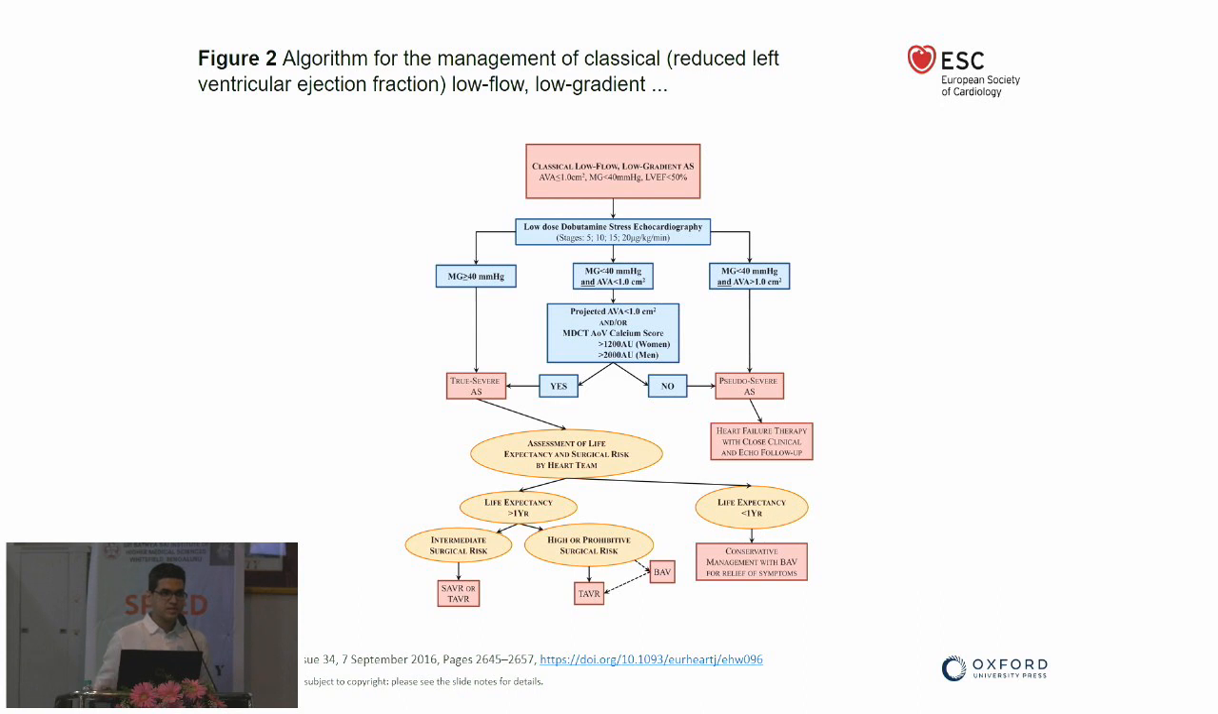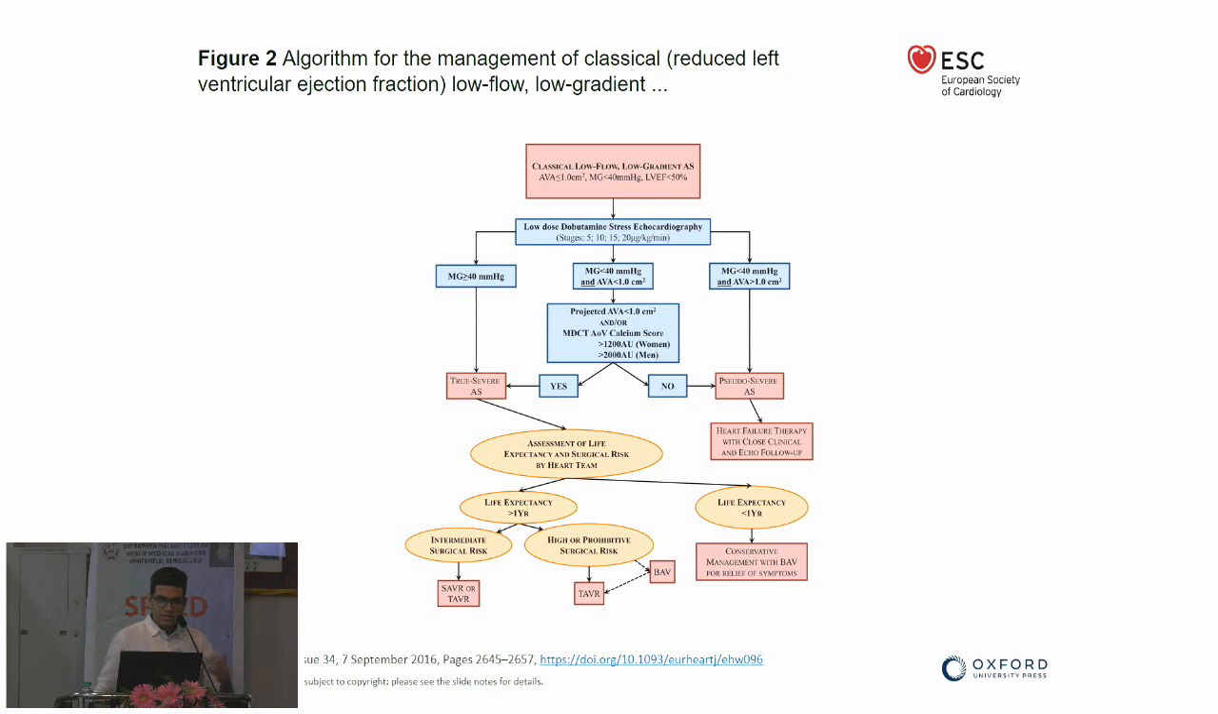If it is equivocal, that is the problem. So the gradient doesn't rise, fine. But if we have something equivocal or we cannot do DSE, then CT calcium scoring is very important. For males the cutoff is 2000 and for females the cutoff is 1200. If that cutoff is met, then yes, it is probably true severe AS.